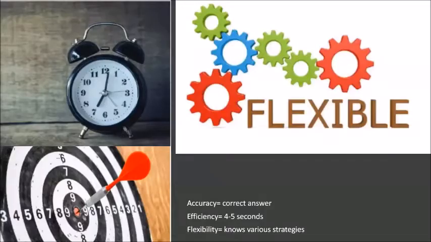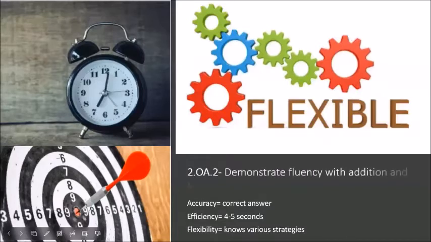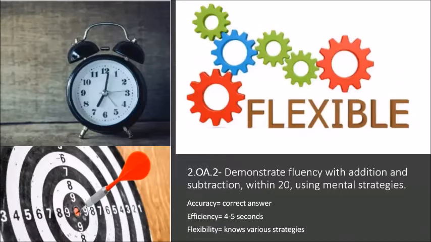When we are thinking about fluency in math, we are thinking about three different elements. So if a learner is fluent, they should be, number one, accurate. That means that they should be able to arrive at the correct answer. But that's not enough.